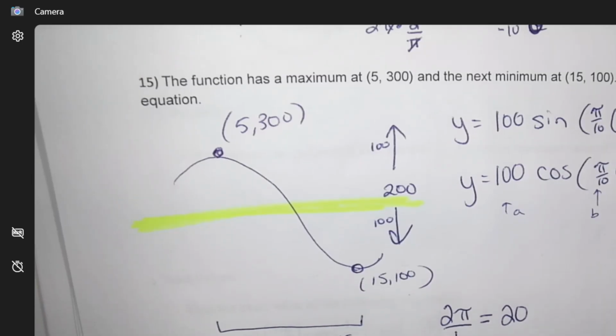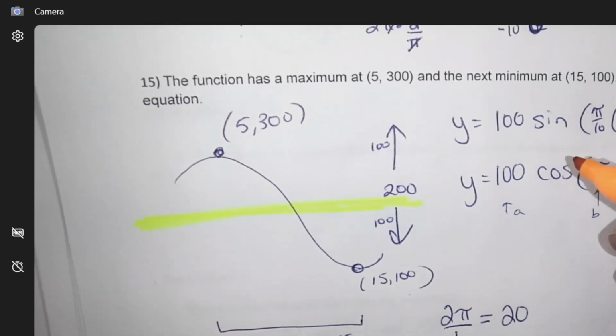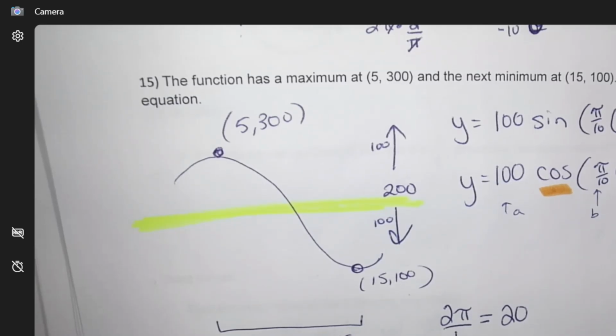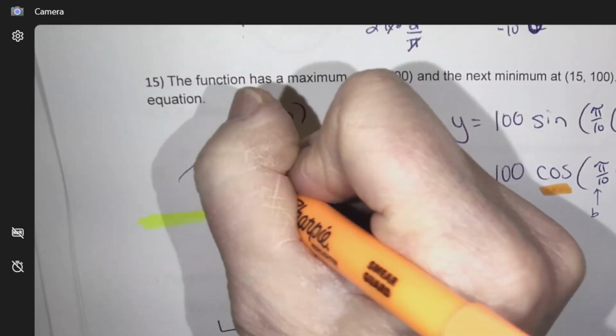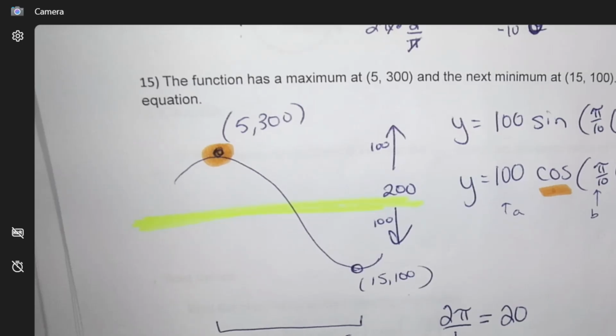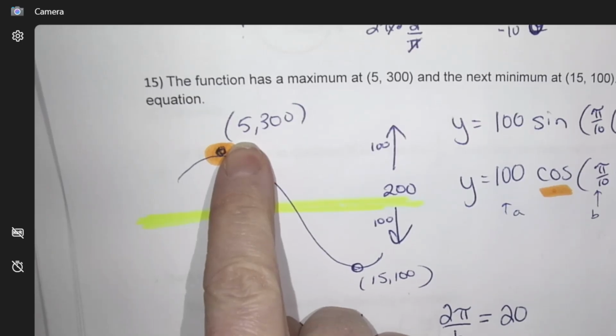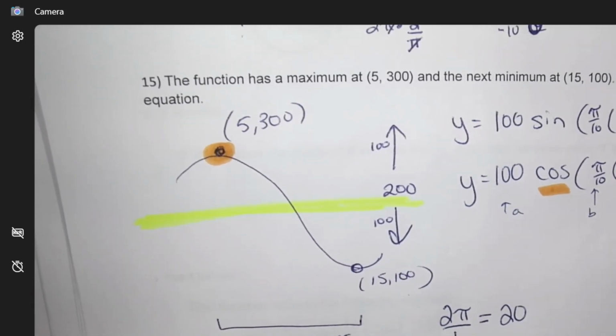So do you notice how everything I put into the sine or the cosine is still the same? But the C is different. So we have to talk about, we'll do cos first. How do you start a cos curve? What position? Top. And what is the top's location? We have shifted to the right 5, so minus 5.